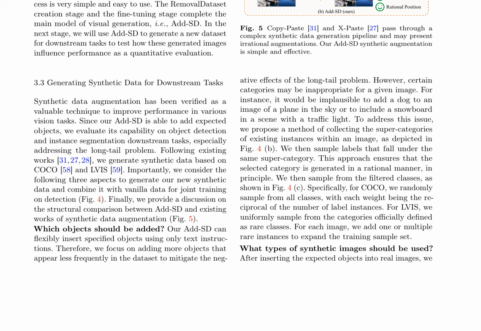Equation 1 represents the noise latent ZT, which is obtained by adding noise E to the latent embedding Z. Equation 2 represents the optimization objective, which minimizes the difference between the predicted noise and the actual noise. Figure 3 visualizes the removal process, showing the original image and the edited image with the removed object. Figure 4 illustrates the superlabel-based sampling strategy, showing the process of collecting supercategories and sampling labels. Figure 5 compares the AdSD model to existing works, highlighting its simplicity and effectiveness.